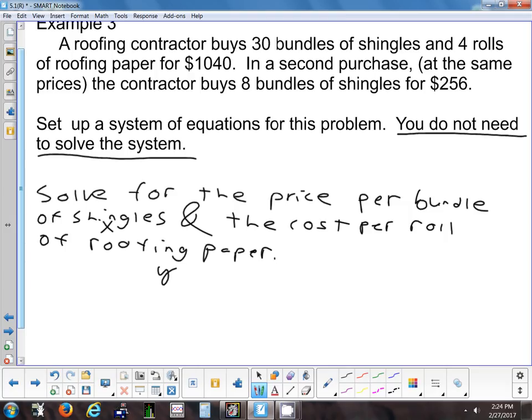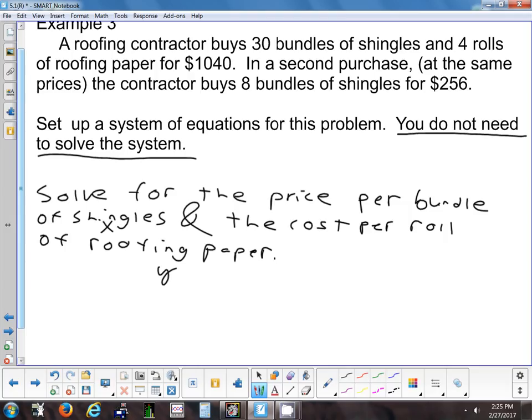I heard a couple people say it. You would multiply them, right? If each bundle was $1 and you bought 30 bundles, you do 30 times $1, it would be $30. If it was $2 per bundle, you'd say, all right, I bought 30 bundles, I paid $2 for each one. I'd do 30 times 2.